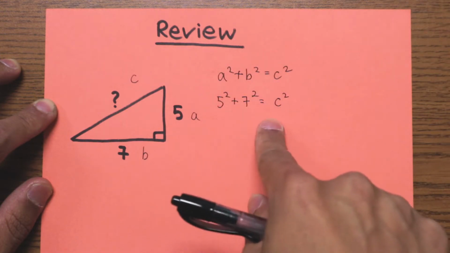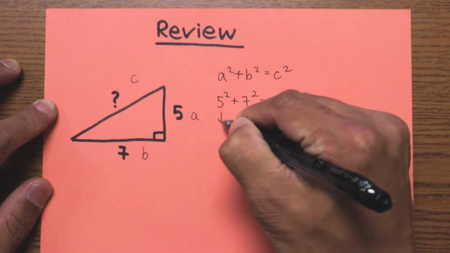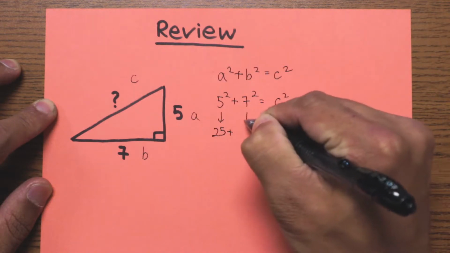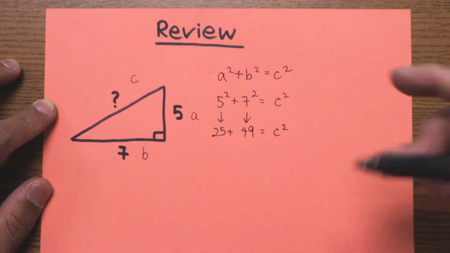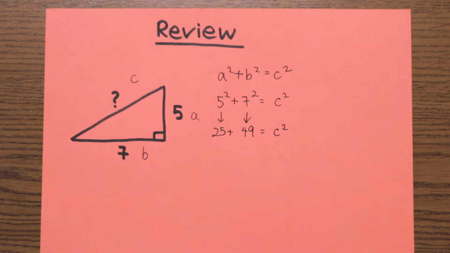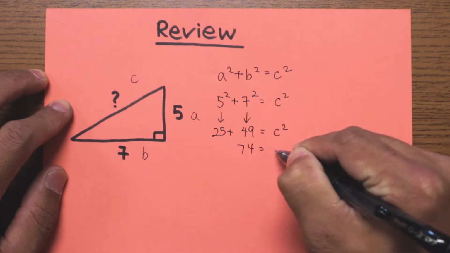Then from here, you square each number. So 5 squared means 5 times 5, which is 25. And then 7 times 7, which is 49, is equal to C squared. Then at the end, you add 25 plus 49, and you will get 74. So 74 is equal to C squared.